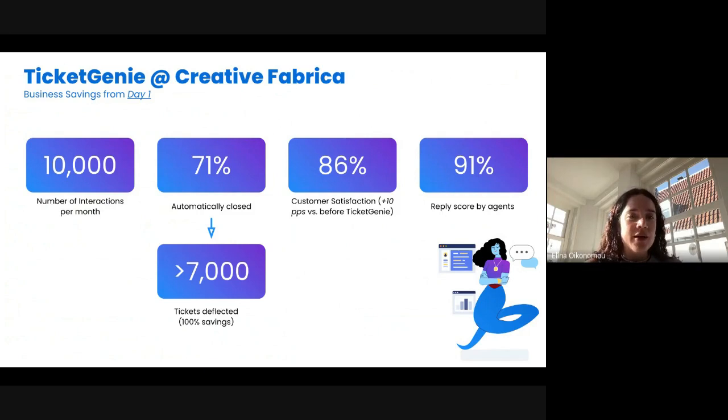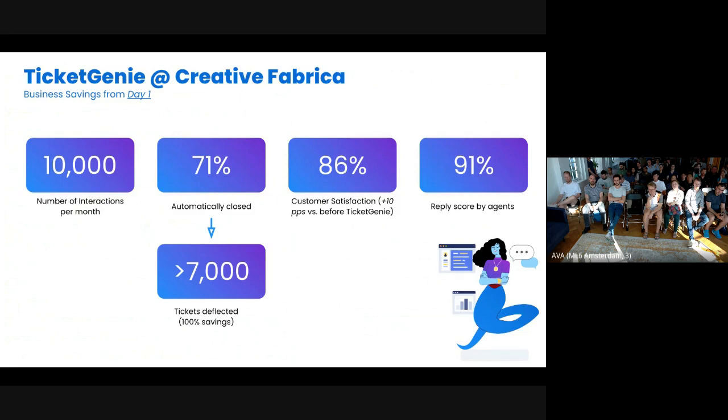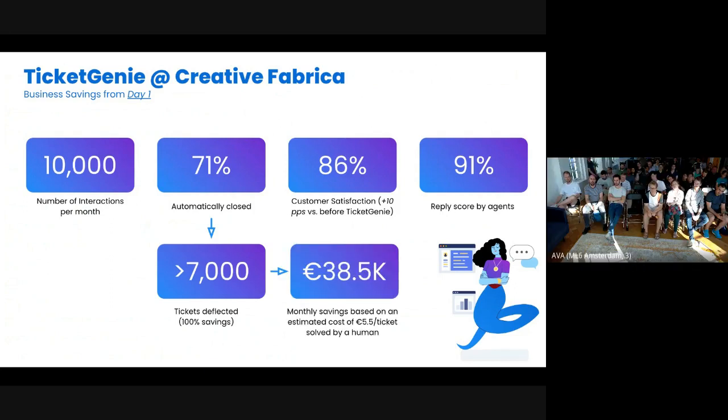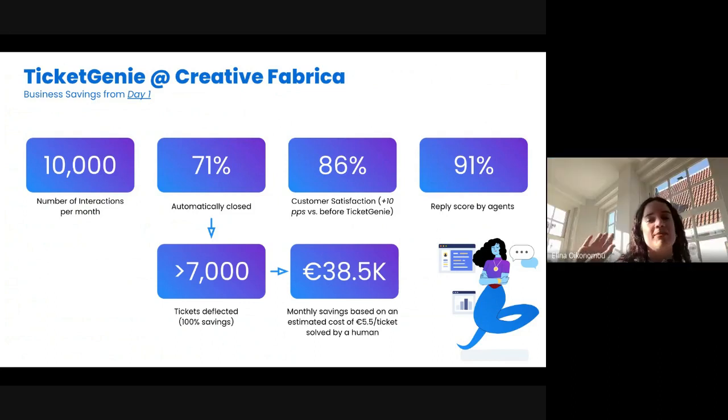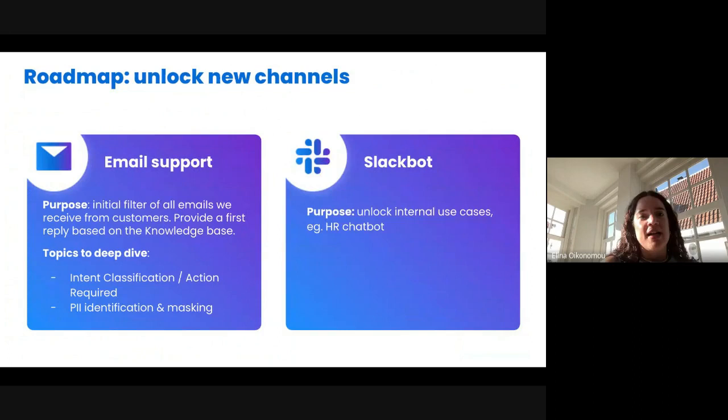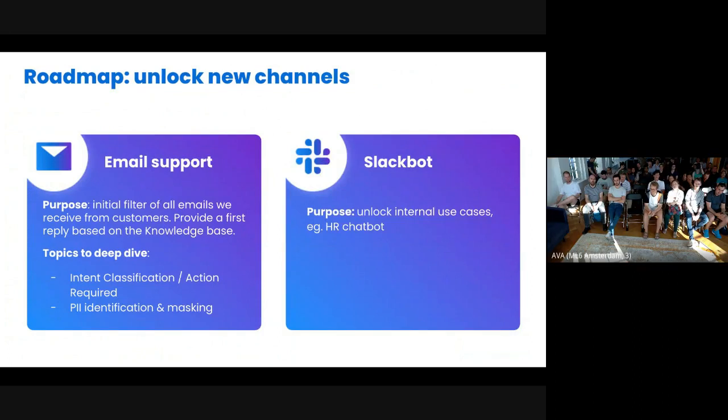And a 71% automation rate means that around 7,000 tickets were deflected. When we started to build this, we calculated the actual cost to reply to 1 ticket with our team, and that cost was 5.5 euro per ticket. So we estimate a rough saving of 38.5K, which makes a good business case, I'd say. So now, what's next for us?